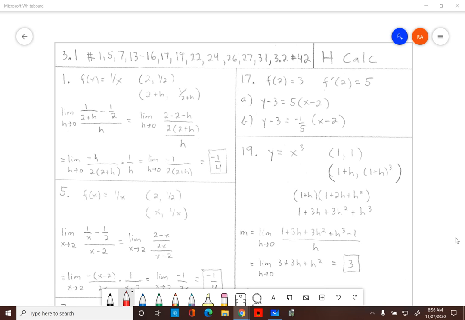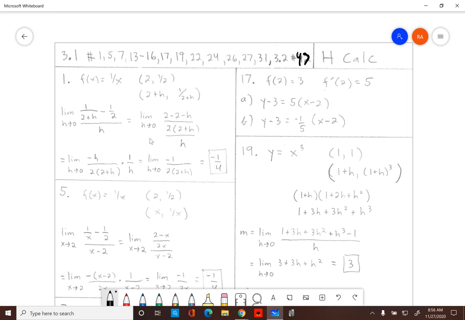Hey, good morning, everyone. Today we're looking at section 3.1 homework, and it's got one problem out of section 3.2, and that's number 47. For some reason, this is 42. That is number 47. Cool.